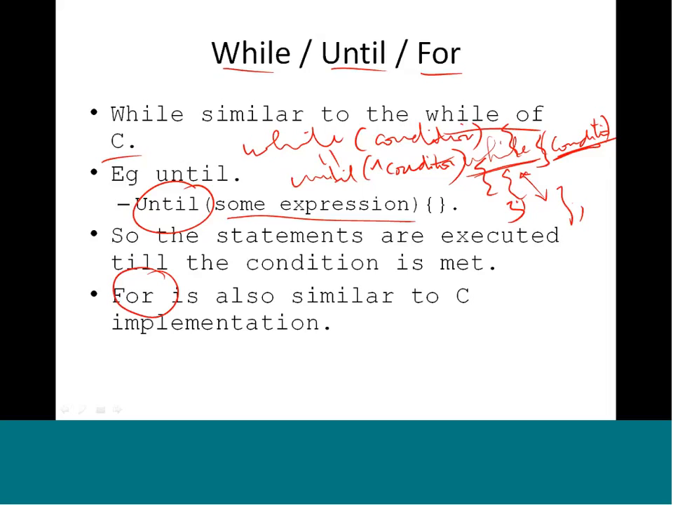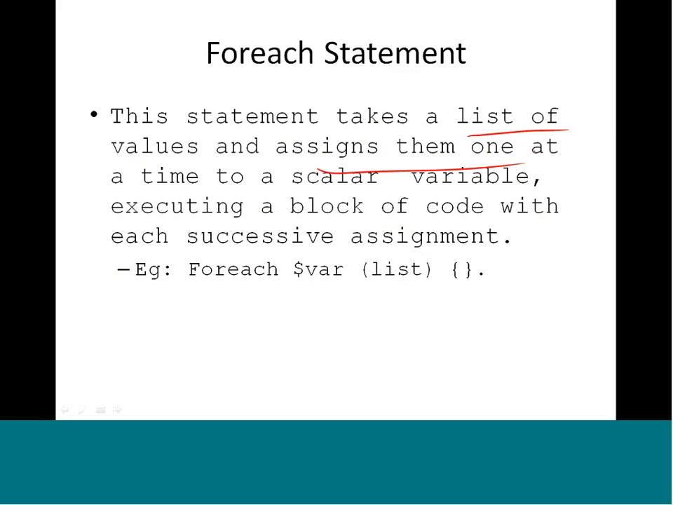Now the foreach statement takes a list of values and assigns them one at a time to a scalar variable, executing the block of code with successive assignment. Again, this is also a loop, but here the argument is a list of values. So we can say foreach dollar var the list, which means that dollar var will take list 1, list 2, list 3, etc., until the list is exhausted, and then we can perform operations on all the elements of that list.